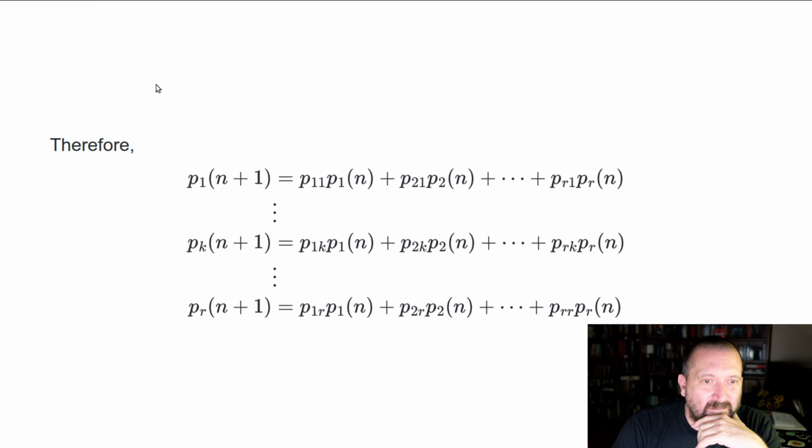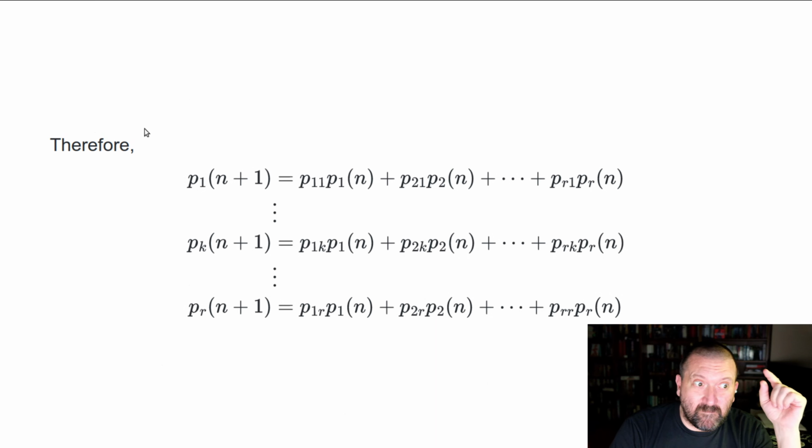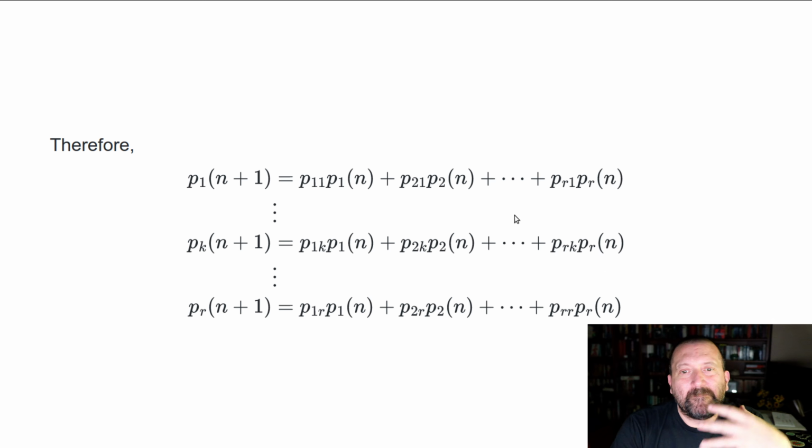Now, that is true for all states i from 1 to n. So the probability that at time n plus 1 I'm in state 1 is given by this sum of products. That I'm in state k is given by this sum of products, all the way to state R, where I am with this probability here. And what you can see right away is that this looks like a linear system.